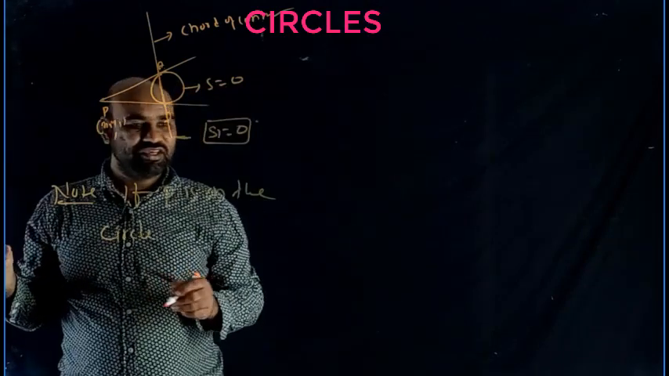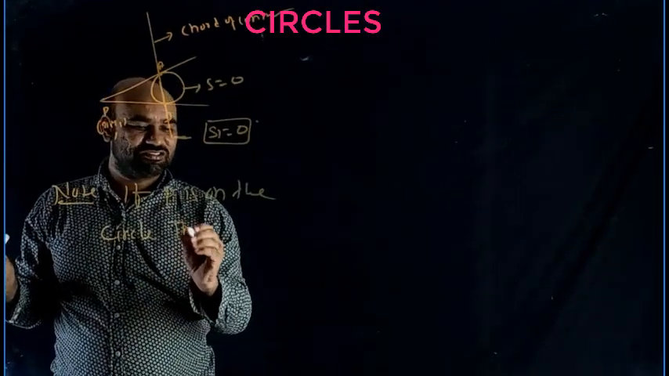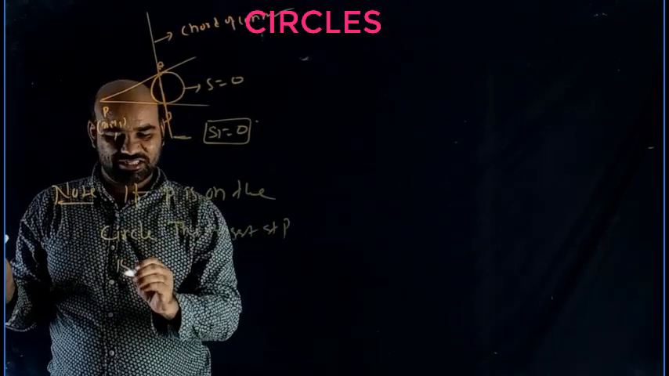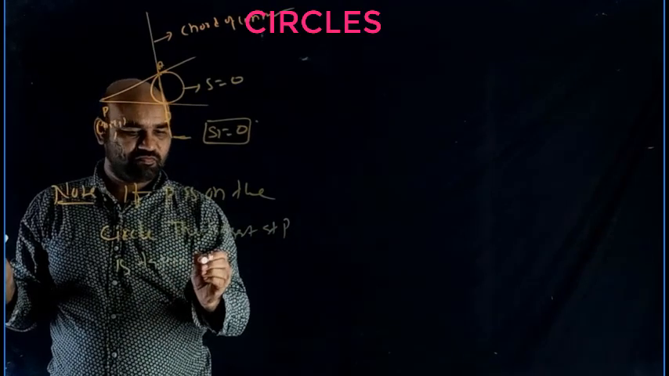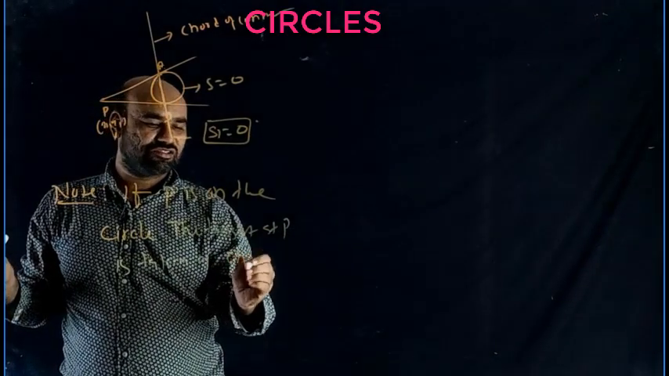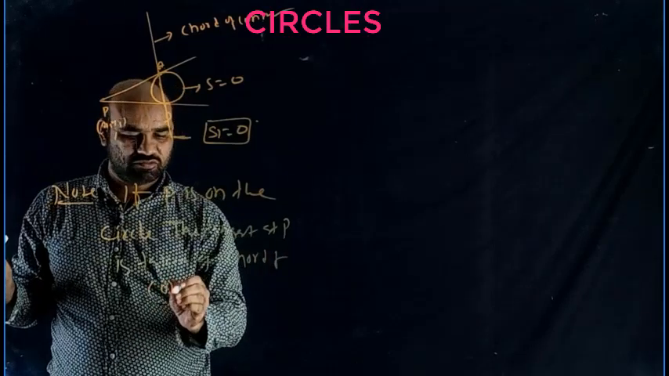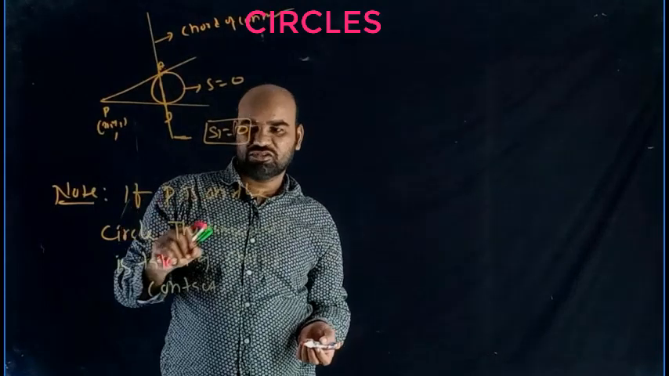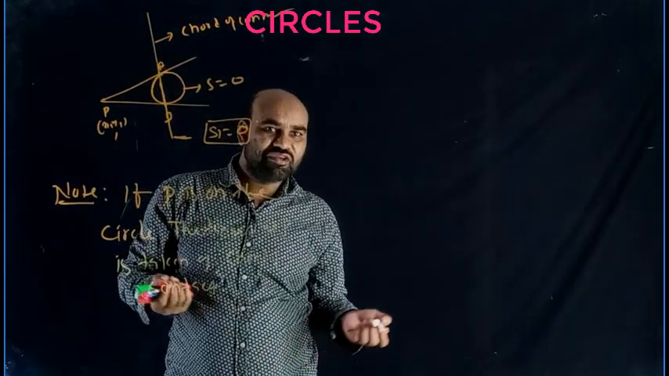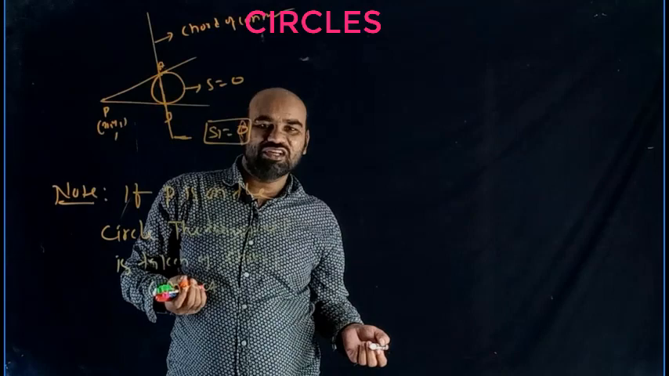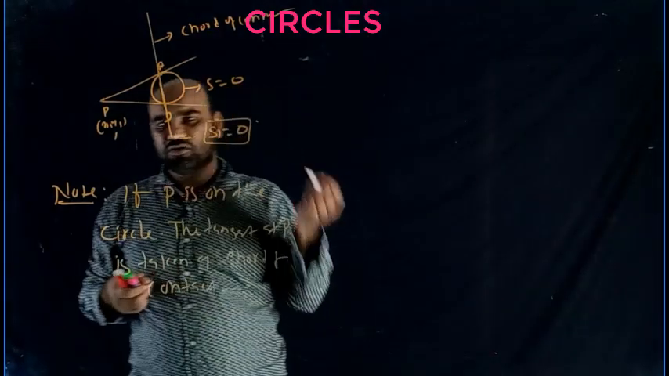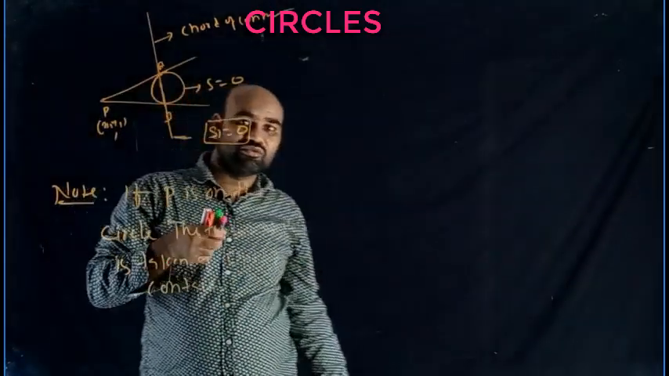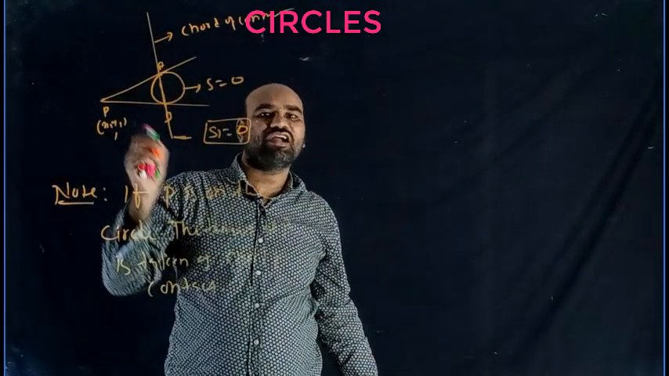If P is on the circle, the tangent at P is taken as the chord of contact. So this is the important note. If P is inside the circle, you can't draw any tangent through that P, so there is no meaning of chord of contact there. So if P is outside, this is the chord of contact. If P is on the circle, the tangent drawn through that P only is taken as the chord of contact.